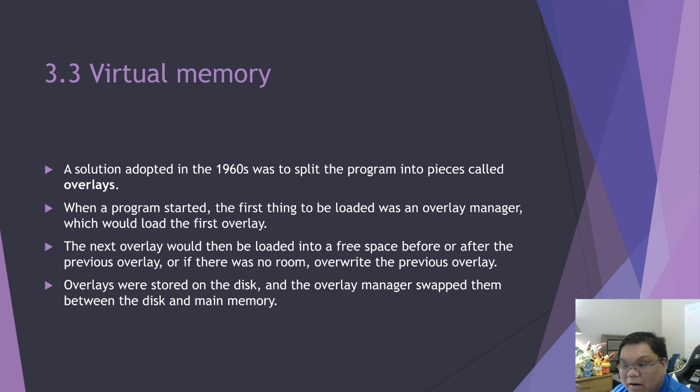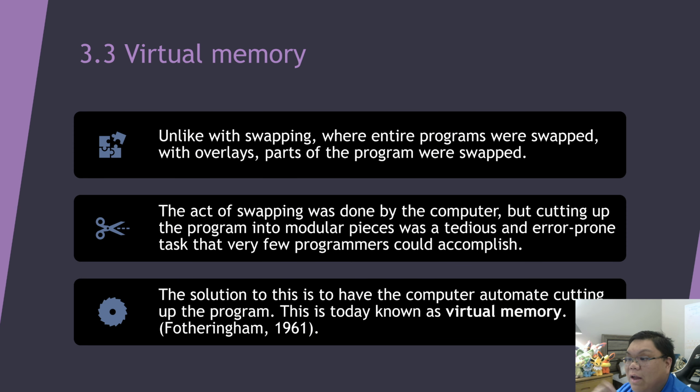When a program started, the first thing to be loaded was an overlay manager, which would then load the first overlay. The next overlay would be loaded into a free space before or after the first overlay, or if there was no room available, it would overwrite the previous overlay. Overlays were stored on the disk, and the overlay manager swapped them between disk and main memory. So, unlike with swapping, where entire programs are swapped, with overlays, we swap parts of the program.